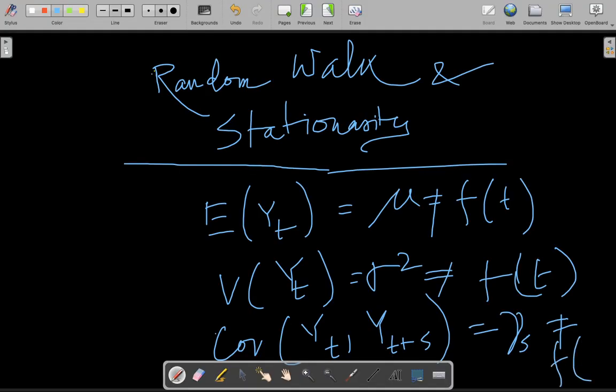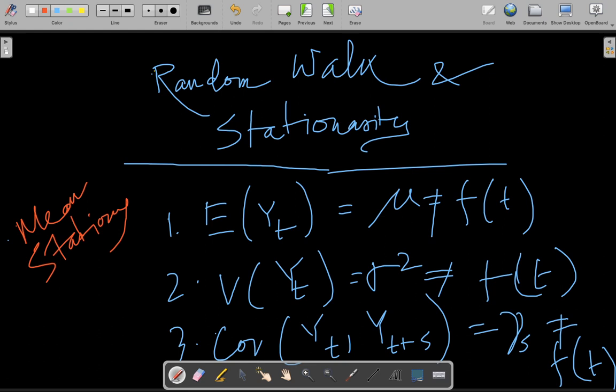Okay, now these conditions, so let me write it down: 1, 2, 3. Using these properties of stationary series, we can say that stationarity could be explained in terms of mean stationary and variance stationary. If the first condition is fulfilled, we call it mean stationary.